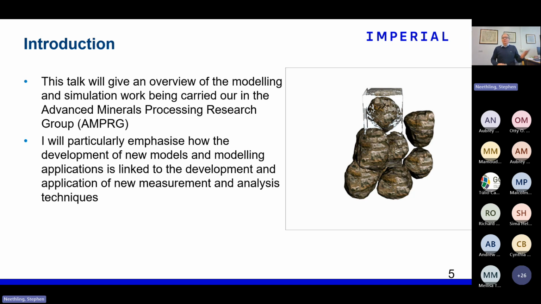So overall, what I'm going to be talking about today, as I said, is an overview of the modeling and simulation work that we carry out in the Advanced Mineral Processing Research Group. And in particular, I'm going to be talking about how the new modeling approaches are linked to our development of new measurement and analysis techniques to complement this work.